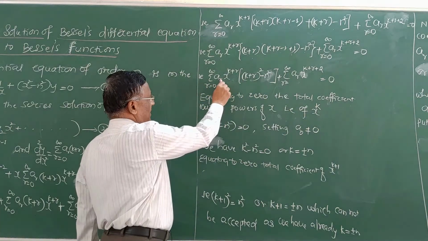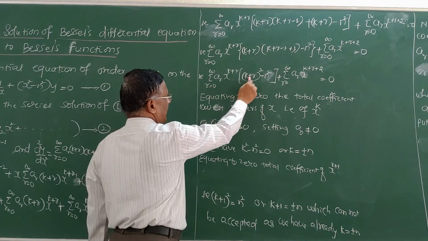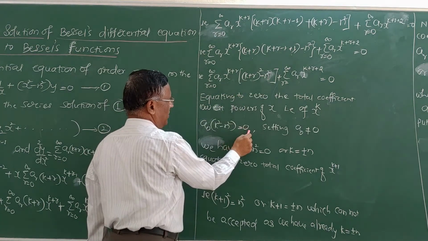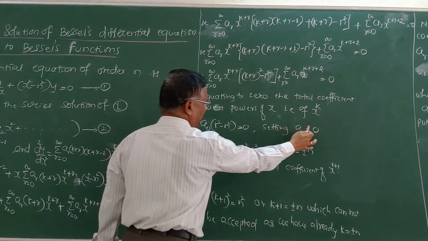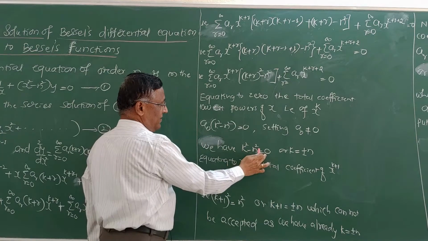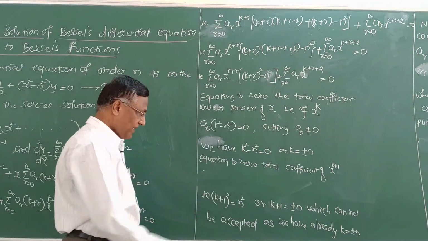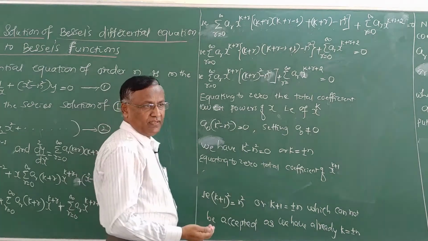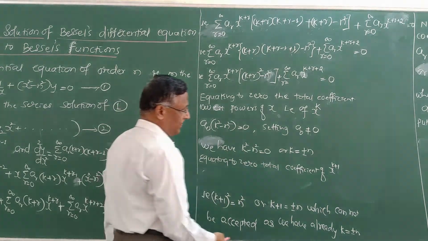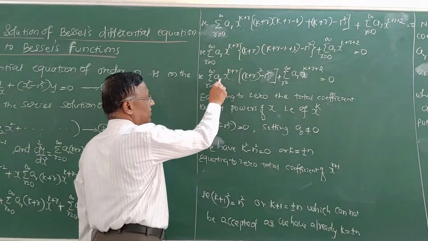If we are setting r equal to 0 here, we get a0 into bracket k square minus n square equal to 0. Setting a0 not equal to 0, we will have k square minus n square equal to 0, or k equal to plus or minus n. Similarly, equating to 0 the total coefficient of the next lowest power of x, that is x raised to k plus 1, obtained by setting r equal to 1.